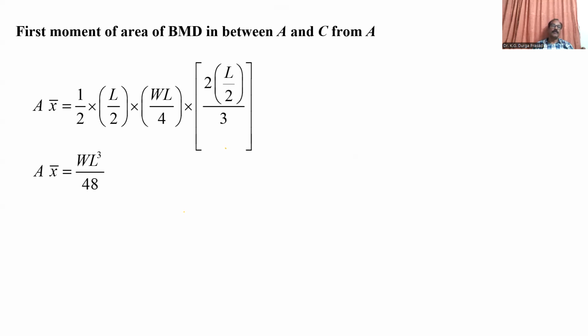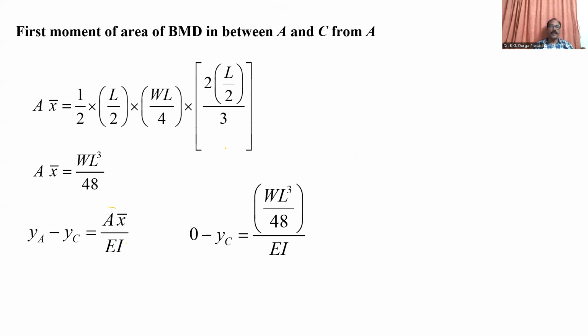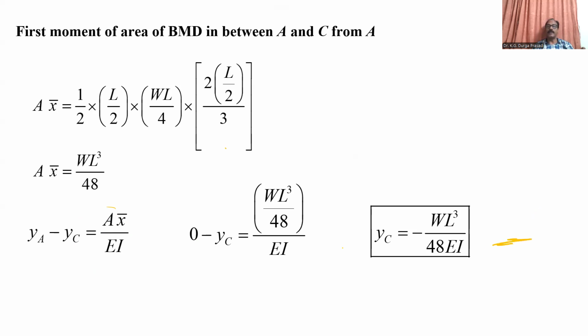So what is the Mohr's theorem two? The net deflection between the points will be equal to the first moment of area of the bending moment diagram divided by EI. So substitute the values. What is y equal to? At point A, there is a support. At the support, the deflection equal to 0. Therefore, y equal to 0. So 0 minus yc equal to minus WL cube by 48 divided by EI. Further simplify, you will get yc equal to WL cube by 48 EI. So this is the expression for finding the deflection at the midpoint of the simply supported beam, right?